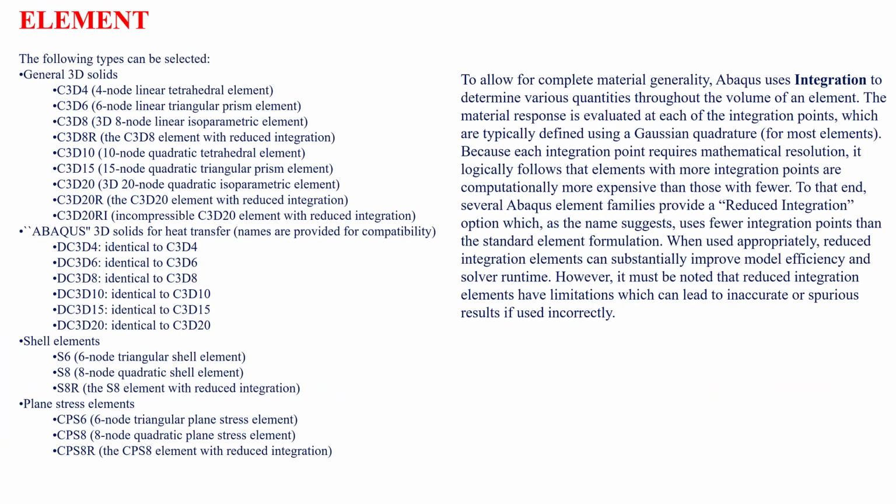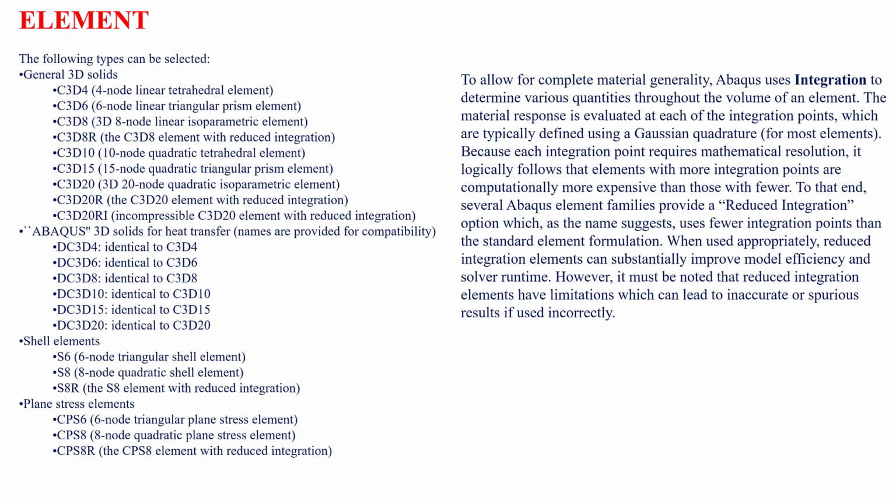Yeah, so this is the brief explanation about the elements. For the general 3D solids, we're going to consider C3D4, which is a linear first order element, and C3D6. In short, it has 6 nodes. Again, it is the linear triangular prism element. When it comes to C3D8, you can see it has 8 nodes.